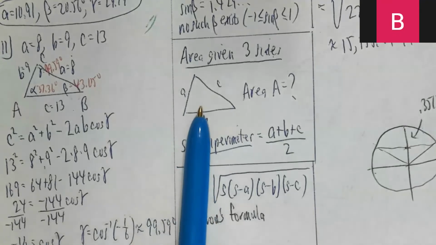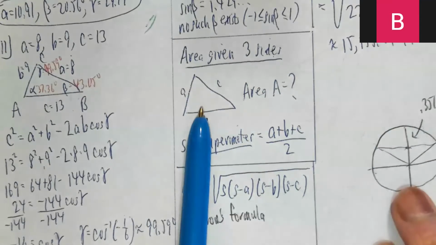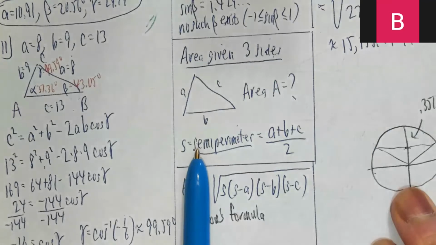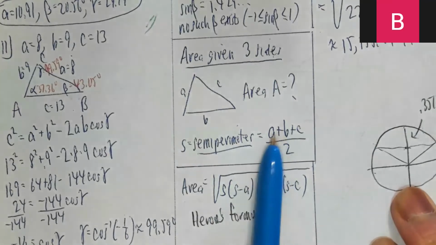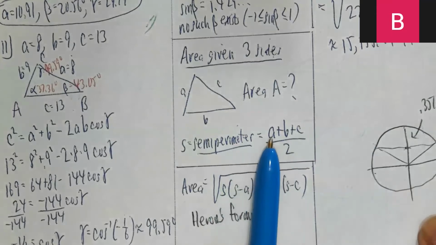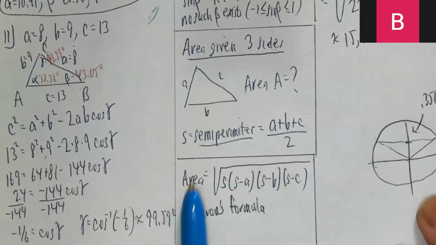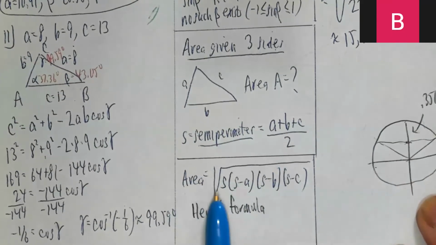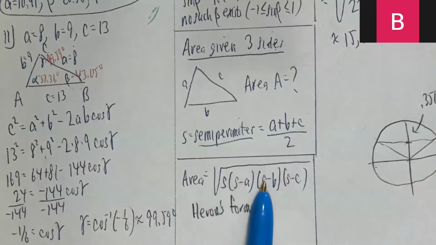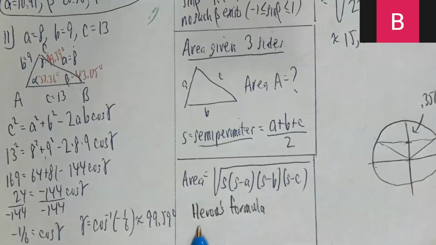Now you know what perimeter means. Perimeter means add up all the 3 sides, A plus B plus C. Semi means half. So A plus B plus C divided by 2. So first you figure out something called the semi-perimeter, A plus B plus C over 2. And now the formula for the area is the square root of S times S minus A, S minus B, S minus C, square root of the whole thing. This is called Heron's formula.